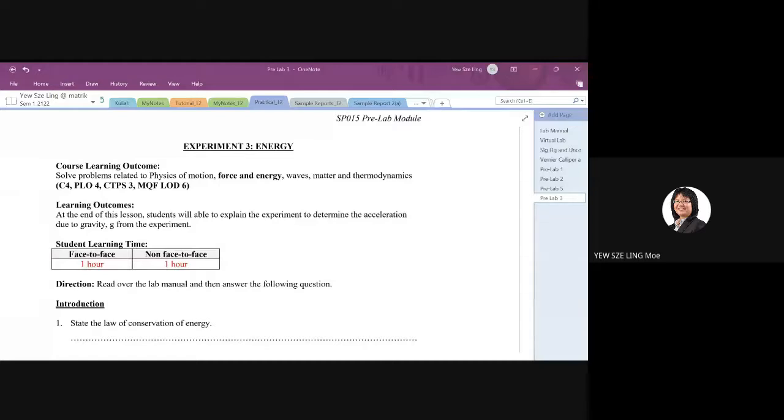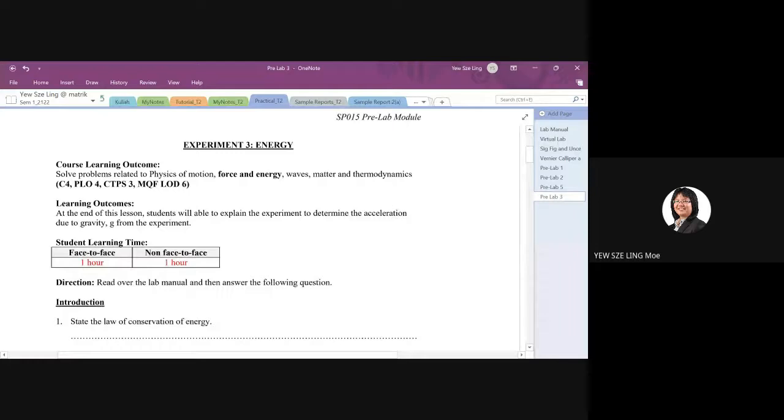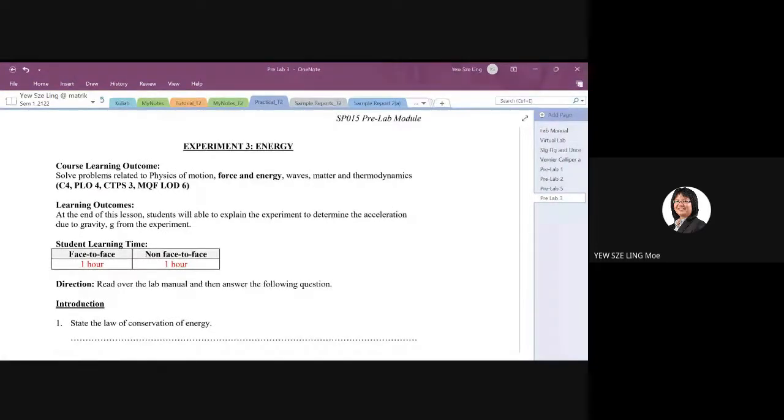Okay, so we take a 2 minute break while I try to find something. So you guys can take the break and then you prepare your pre-lab.